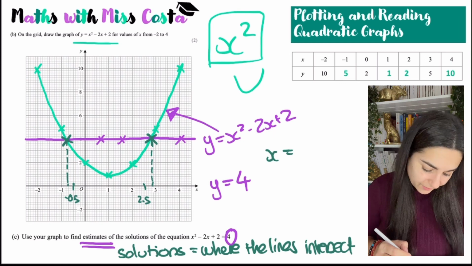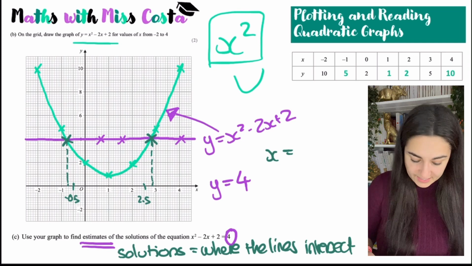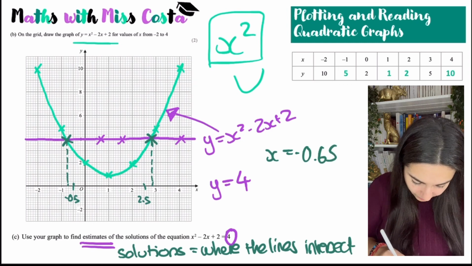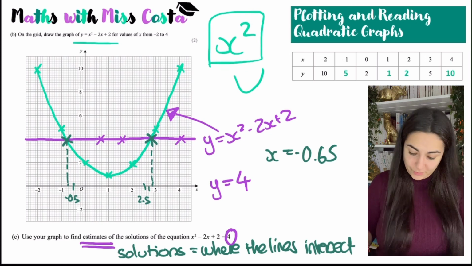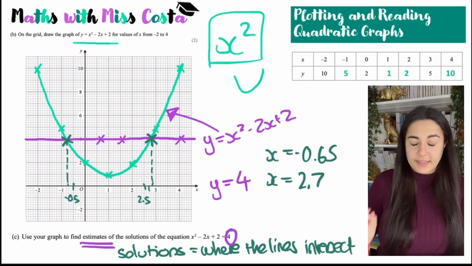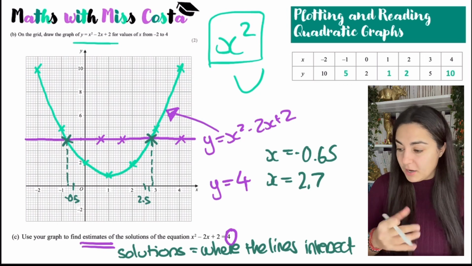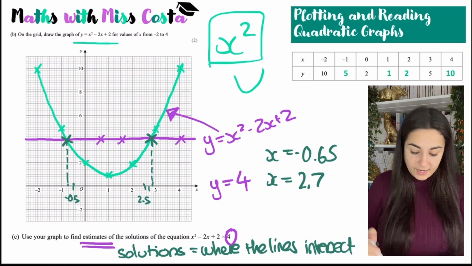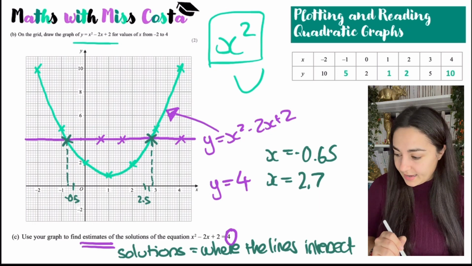So I'm going to go for negative 0.65. And over here, I'm going to go for 2.5, 2.6. I'm going to go for 2.7. For the first one, they'd give you an accuracy mark for anything between negative 0.65 and negative 0.8. And for this one, you'd have an accuracy mark for anything between 2.65 and 2.8.